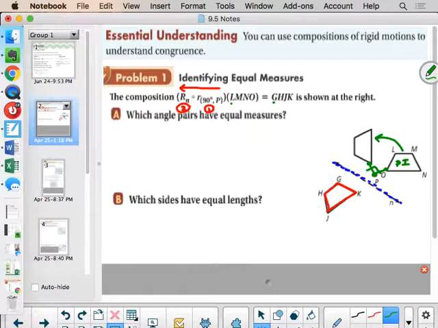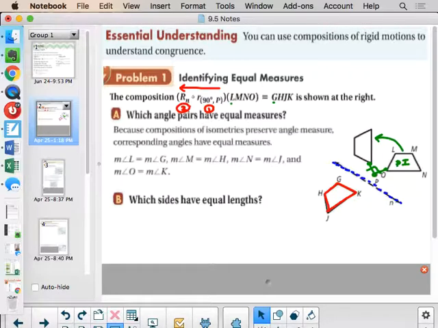So therefore, M is going to be the same as which angle measure? M is going to be the same angle measure as... Very good. And I could go on and on for this one, okay? L is to G, M is to H, N is to J, and O is to K. Does that idea make sense?